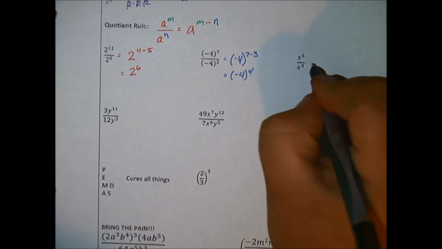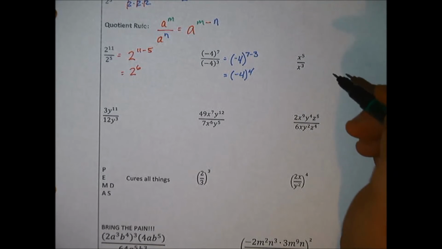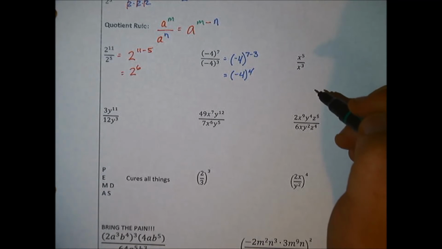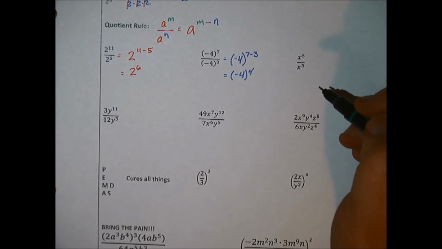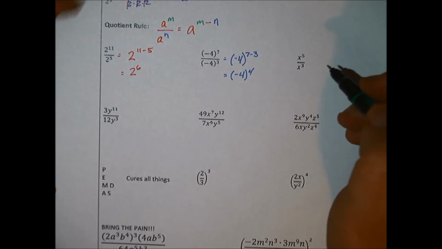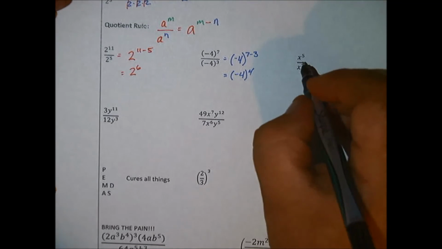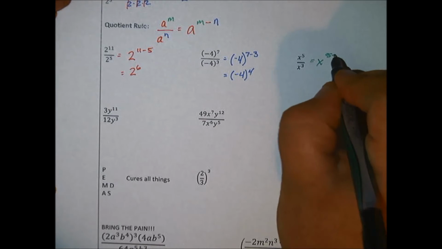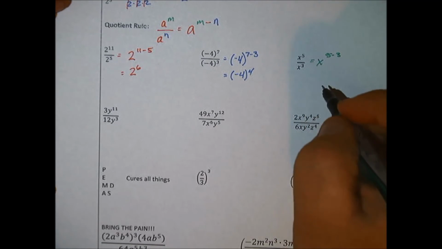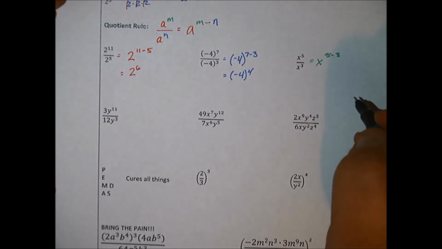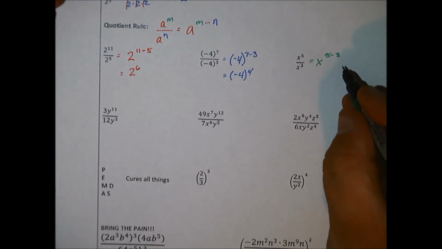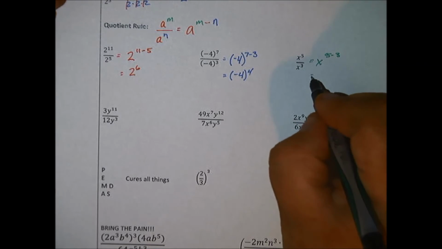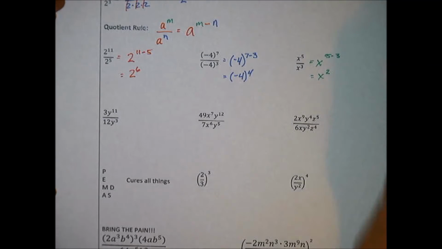Actually, what I want you to do, I'm going to let you do this one. Pause the video, get this one done. Okay, welcome back. Let's look at what we have. Hopefully you got this one done pretty easily. It's just like the problem up above with 2's, but now we're dealing with x's. 5 minus 3, that's going to give us x to the 2nd.